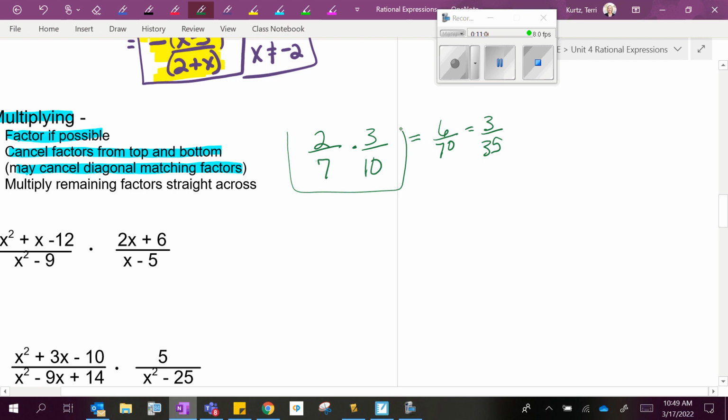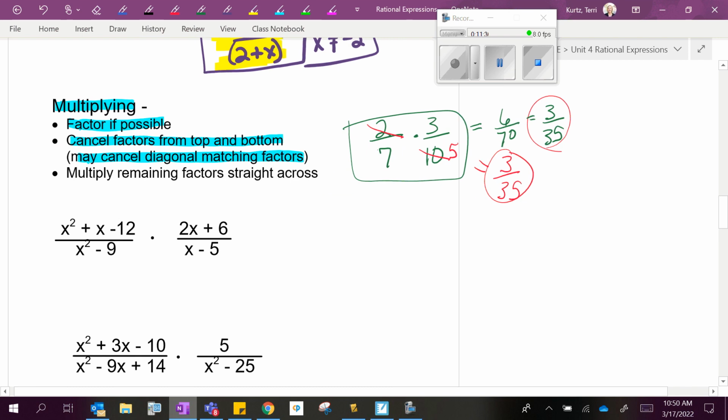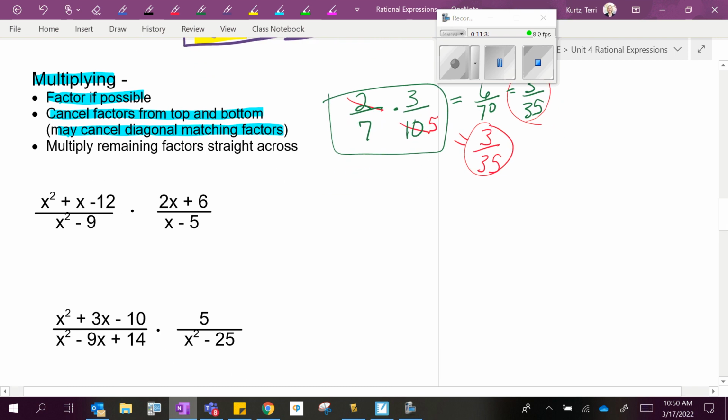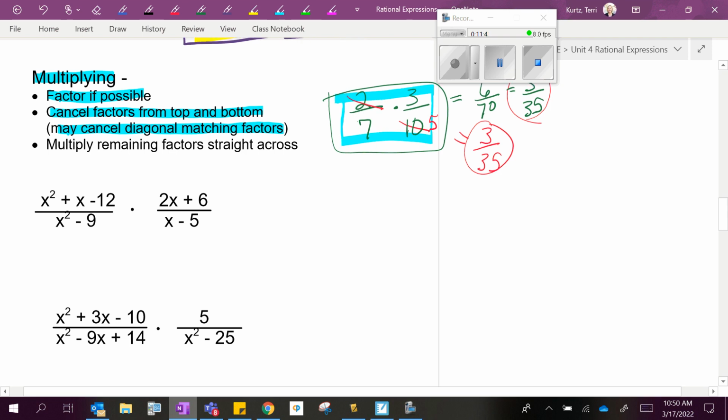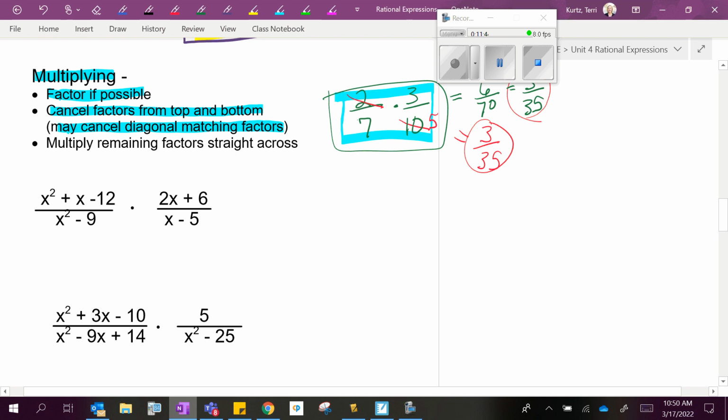Or right here, before I multiply, I could think, well, 2 goes into 5. 2 goes into 10 5 times. So I could simplify it first, then multiply, and I would get 3 over 35. So I could either multiply first and then simplify, or simplify first and then multiply. The same holds true for multiplying rational expressions, although you really want to and you need to simplify first, okay? But you could always simplify later again if you forgot something.